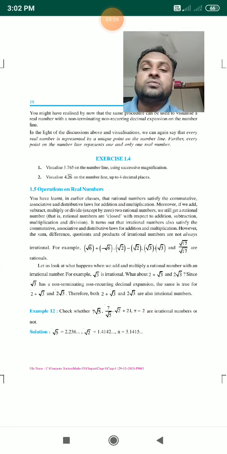Correct. In the next class we will see the examples after exercise 1.4 based on these concepts. Clear?